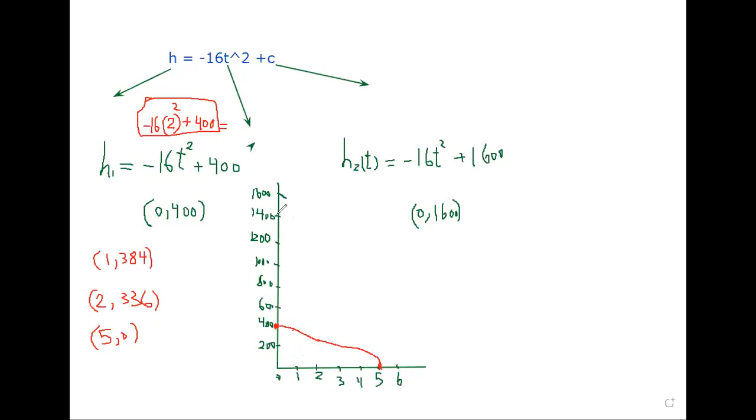What about the next one? Sama, tell me the numbers. The first number? 0 and 1,600. Yes, 0 and 1,600. Then? And 10 and 0. And 10 and 0. Okay. So we have 0 and 1,600, and we have 10 and 0.